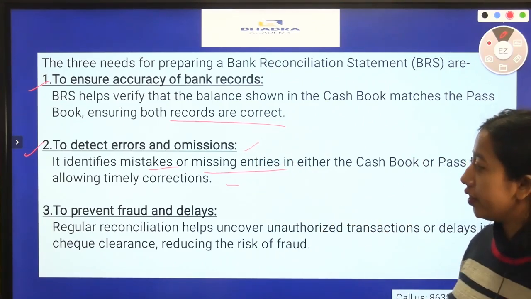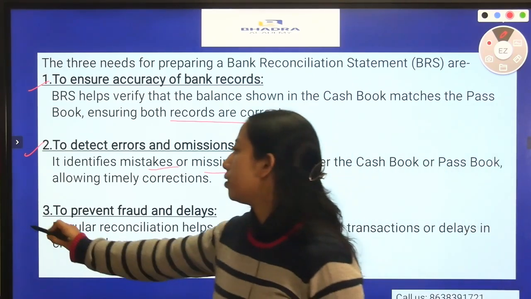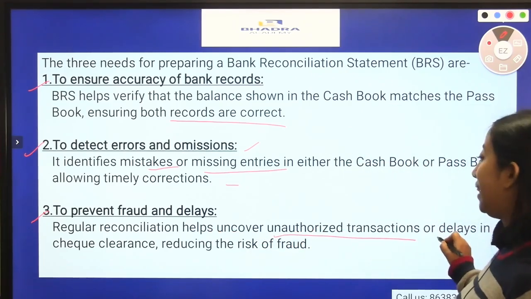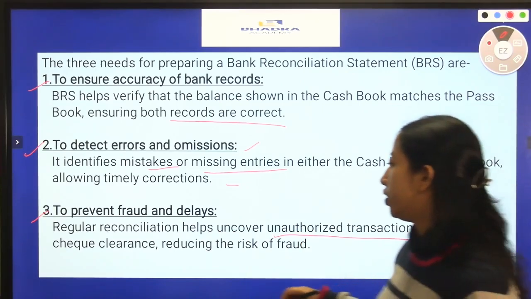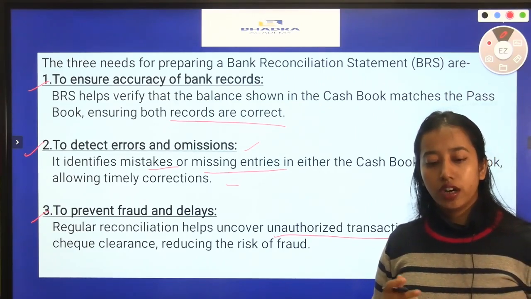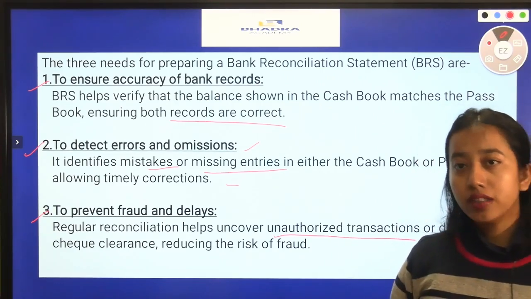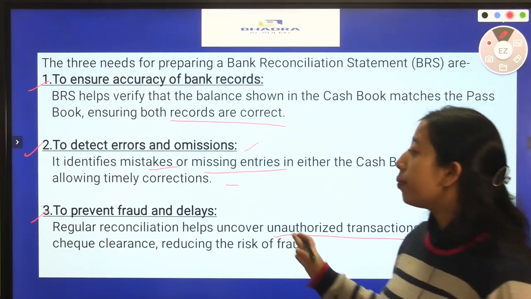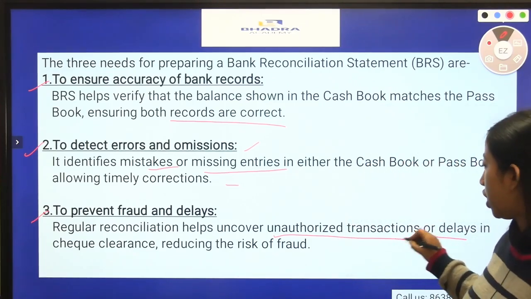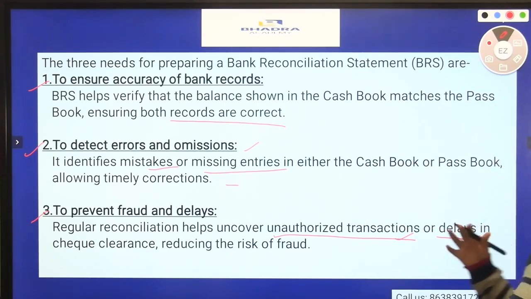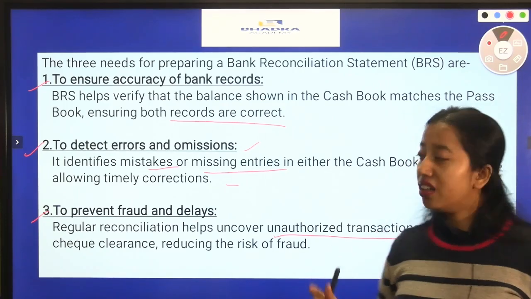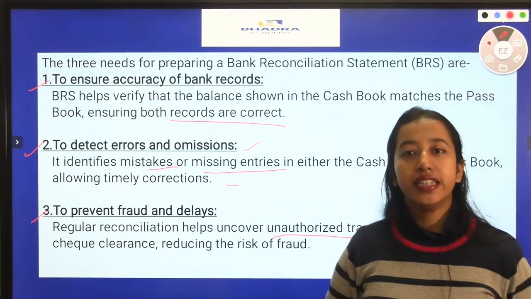The next need is to prevent fraud and delays. Regular reconciliation helps uncover unauthorized transactions or delays in check clearance, reducing the risk of fraud. When an accountant regularly prepares a BRS, it prevents fraud and delays. If there are certain unauthorized transactions or delays in transactions or check clearance, that comes into the view of the accountant. And so it prevents fraud and delays.